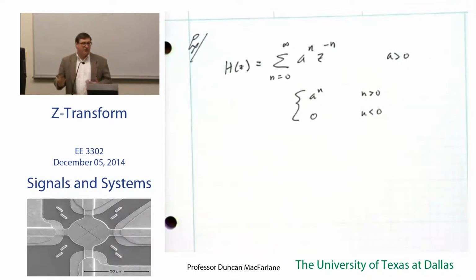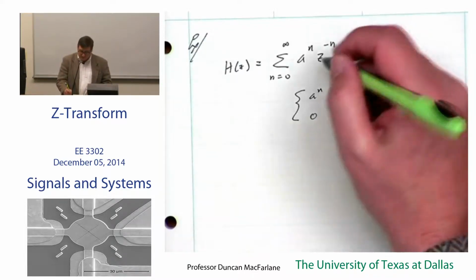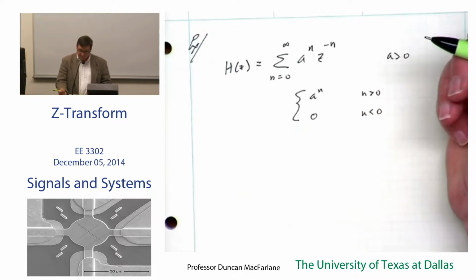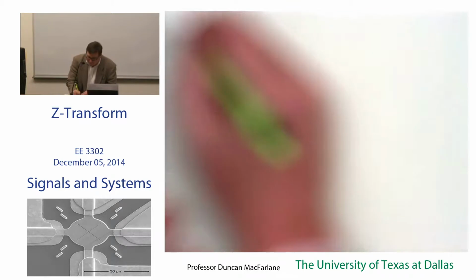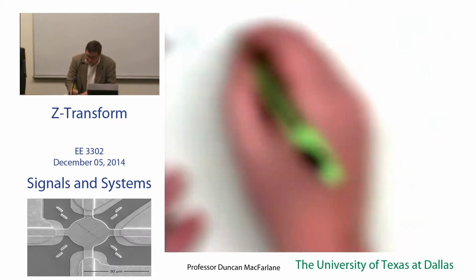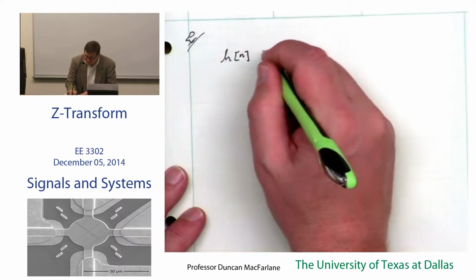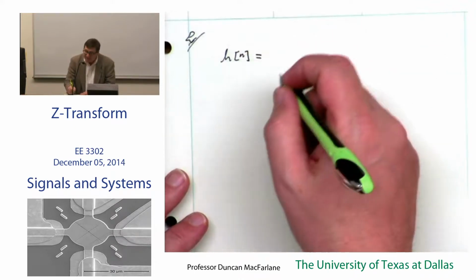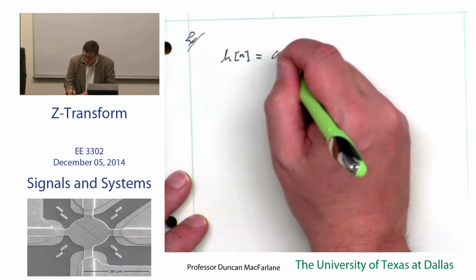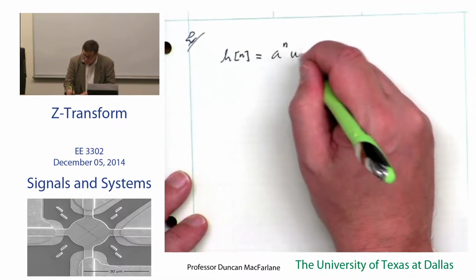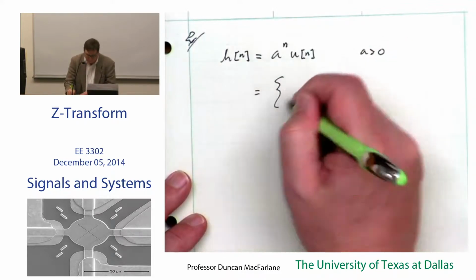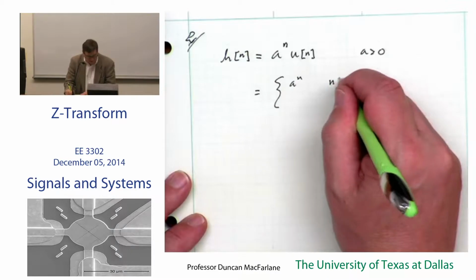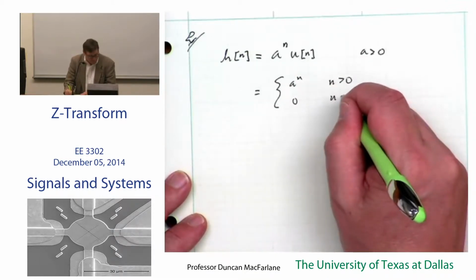So just to remind you of a concept we've had, this is a causal system. What am I doing? Hang on. Let me start all over. I'm getting ahead of myself, okay? My h of n, I don't want to go yet into the Z-Transform just yet. This will be a to the n u of n, and this will be for a greater than 0. And so this will equal a to the n for n greater than 0, and it'll be 0 for n less than 0.